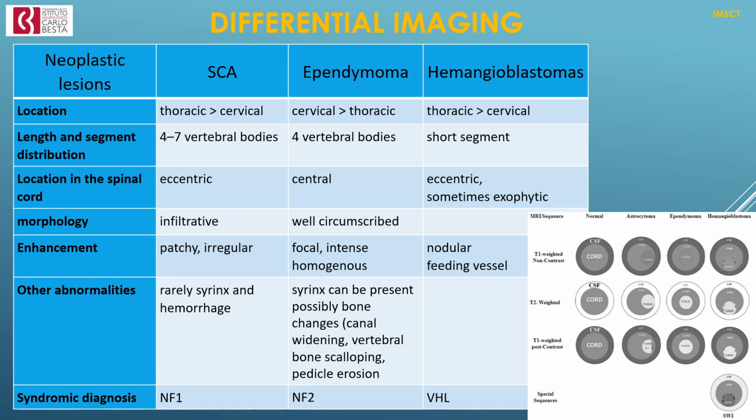Within syndromic disease, astrocytoma can be found associated with neurofibromatosis type 1 and ependymoma more often associated with neurofibromatosis type 2. Contrary, hemangioblastoma is typically related to von Hippel-Lindau. It is often an eccentric lesion, sometimes with an exophytic component that extends for a few segments, exhibiting nodular enhancement. By specific MRI sequences, a bleeding component can be detected.